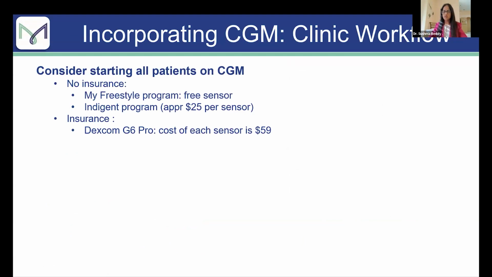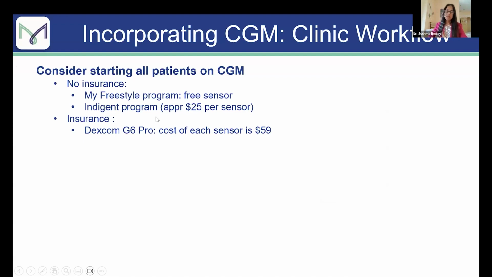So how do you incorporate it into your clinic? My suggestion from a personal standpoint would be to consider starting it on all patients, at least let them wear it once so you can see that lifestyle change. You can make the right adjustment in medication. And you're probably saying, now, how do I do this in the clinic? I mean, we don't have time, patients don't have insurance. Well, Freestyle Libre Abbott has a program called My Freestyle where you can get 1 free sensor per lifetime, and they can wear that for 14 days.